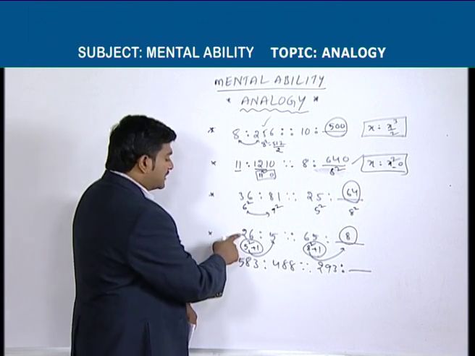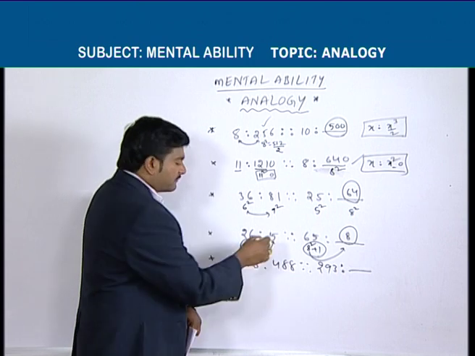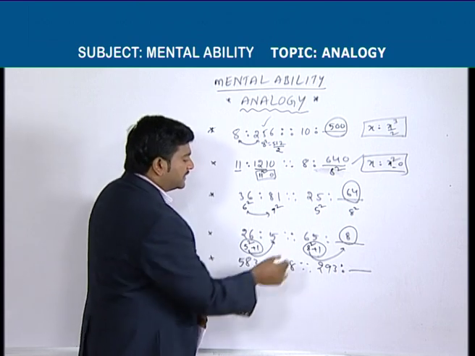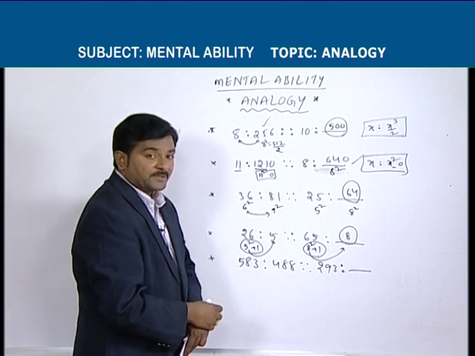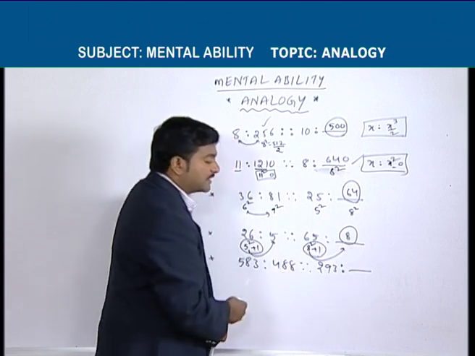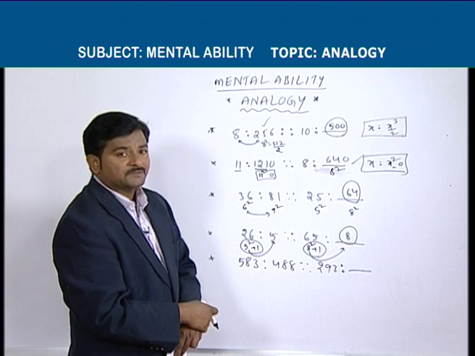Once again, 26 means 5 square plus 1, writing this 5 here. Similarly, 65 means 8 square plus 1, writing this 8 in the given blank. Hence, the answer for the given question is 8.